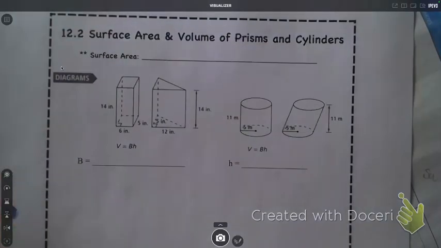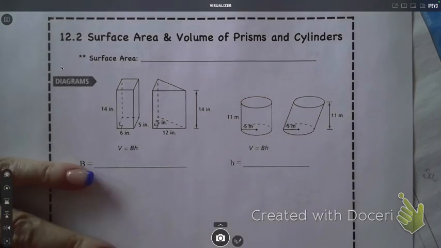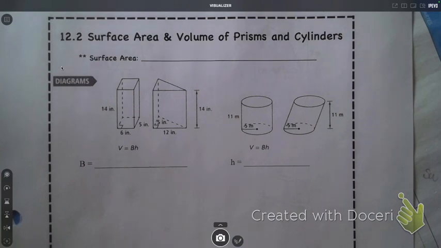Okay, so 12.2, surface area and volume of prisms and cylinders. Before break, we had nets and we put them together to make our shapes, correct? And those were prisms. So I did that so you could get a feel of what made things.